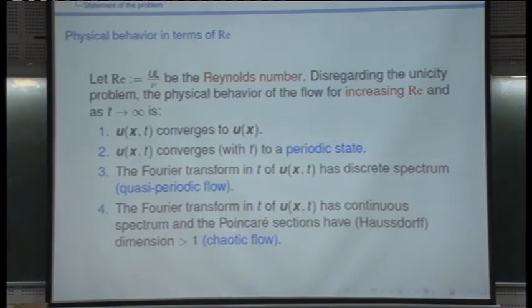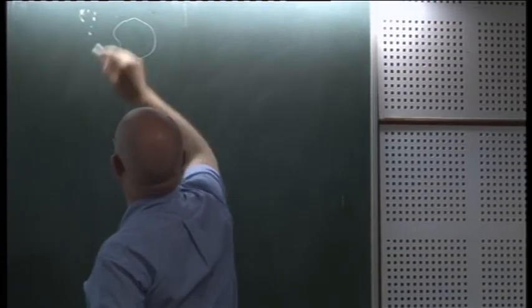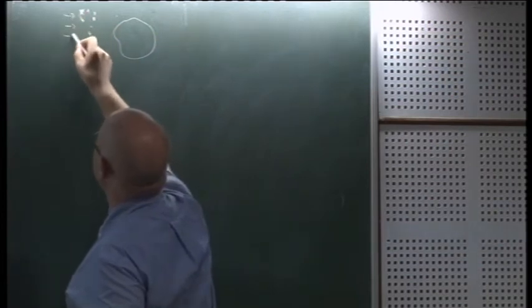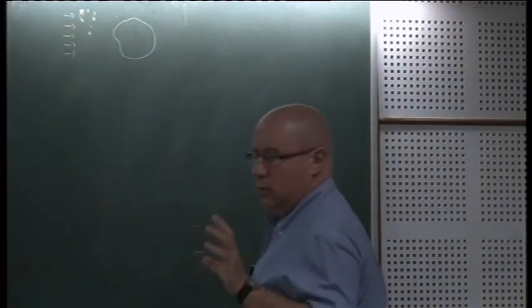Or, for those of you that know a little bit of dynamical systems, the Poincaré sections have Hausdorff dimension greater than 1. Anyway, this is a concept from dynamical systems theory. What is the idea? That has to be well understood because that is the essence of simulating incompressible flows. Imagine you have an obstacle, a cylinder or whatever, and you have the flow over a cylinder or an obstacle. You have a flow that goes there.